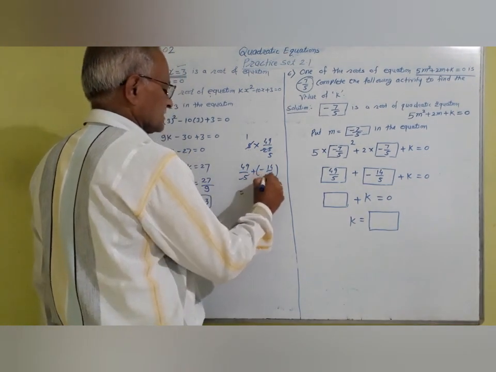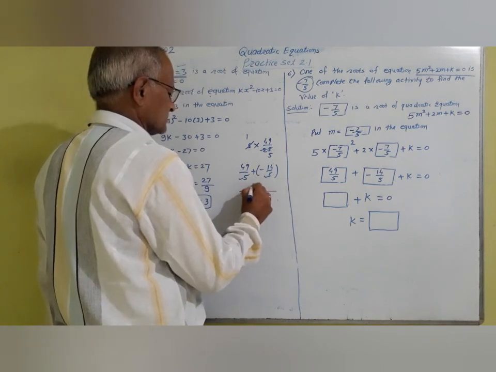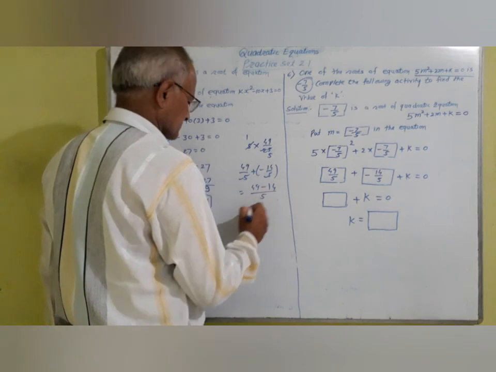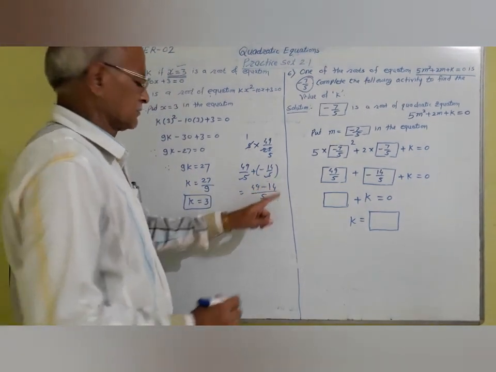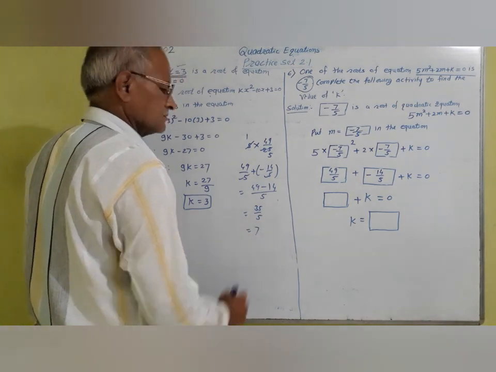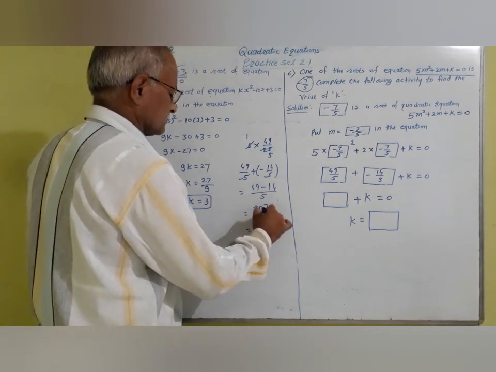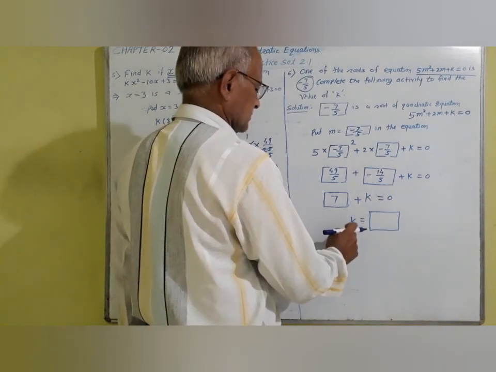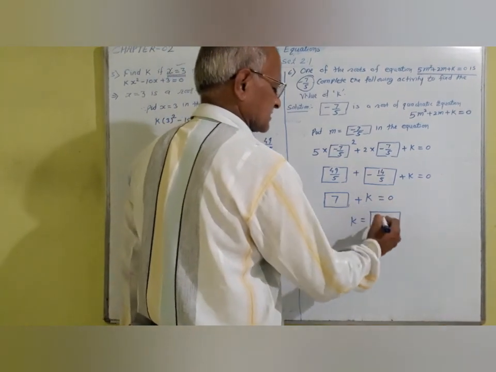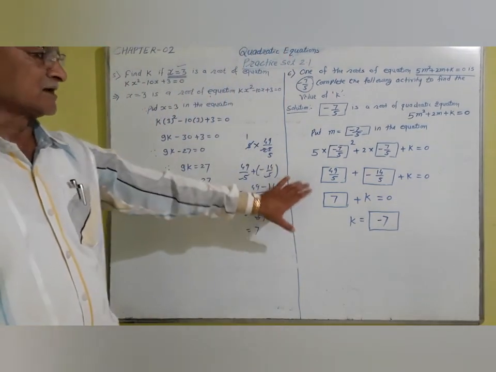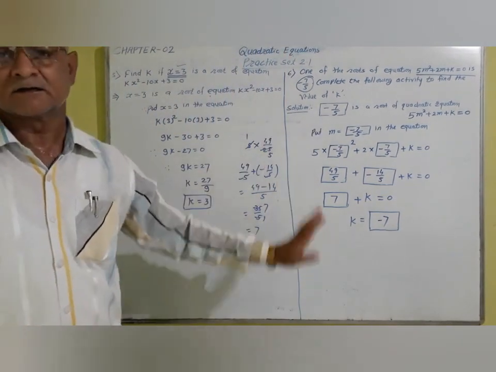Here the denominator is the same. Therefore, we write it as it is: 49 plus minus 14, that is equal to 49 minus 14, 35 upon 5, that is equal to 7. 5 1 is 5, 5 7s are 35. So 7 plus k is equal to 0. Therefore, k is equal to 7 taken to the right side, it becomes minus 7. So like this, we complete the following given activity.